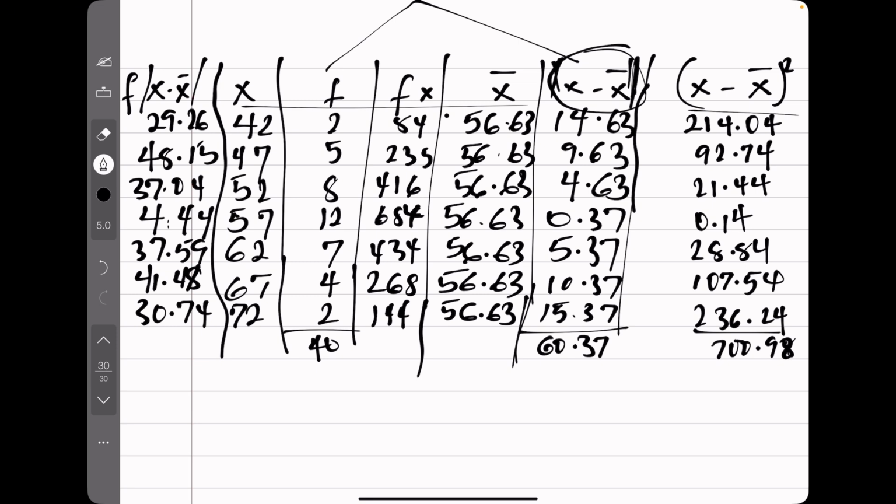So summing everything here together, we have 29.26 plus 48.15 plus 37.04 plus 4.44 plus 37.59 plus 41.48 plus 30.74. Everything is equal to 228.7. That's the value of our summation f into x minus x bar.